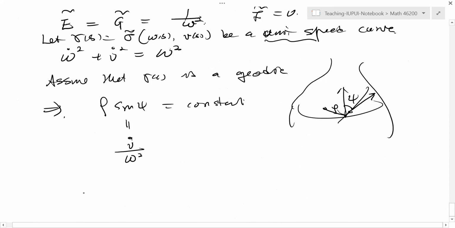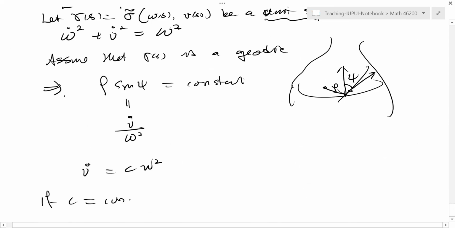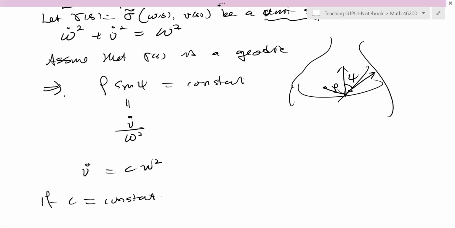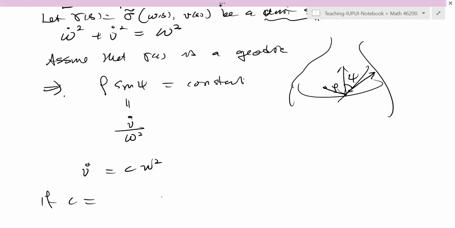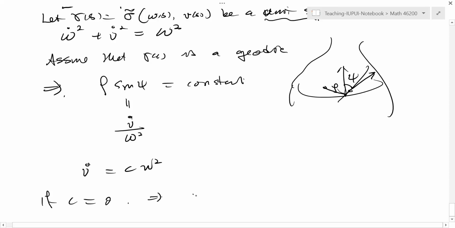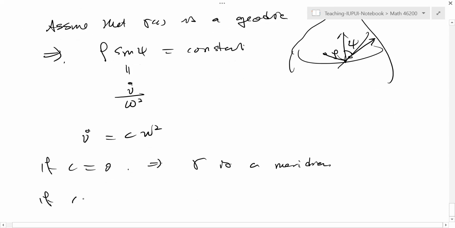Now you have V dot equals C W squared. There are a couple of cases here. We assume C is a constant. If C is zero, then gamma is a meridian. We are not interested in this case. So C is not going to be zero. What does that mean?